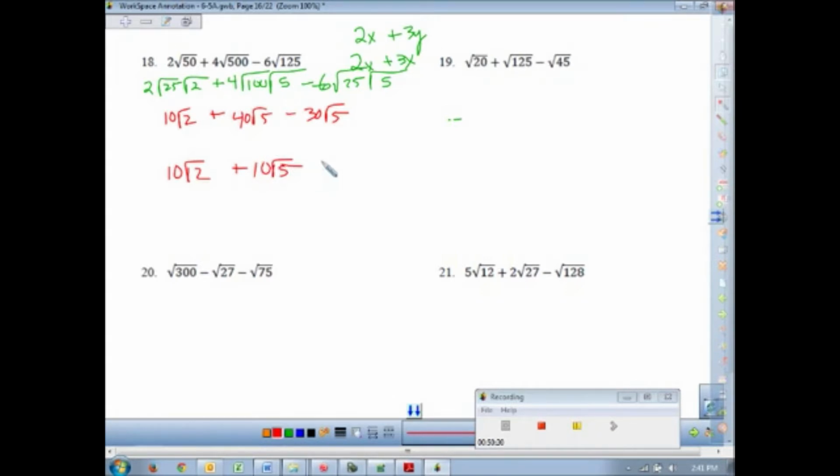It doesn't matter that those coefficient type guys are the same. It's all about the radicals. Radical 2s and radical 5s are different things. Just like 10x plus 10y, you don't get to add those together and say that that's 20 or anything like that. It's 10 square roots of 2 and 10 square roots of 5. Let's jump over to 19 and call that our last one of these today. Simplify all of those radicals on 19.